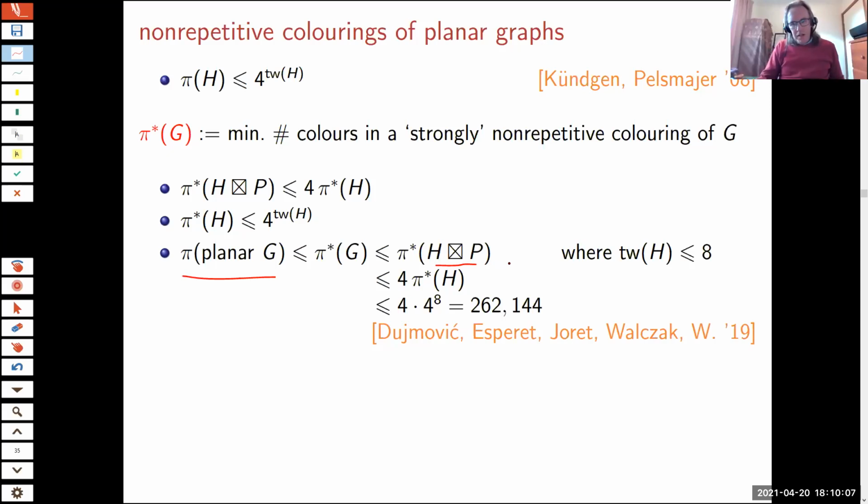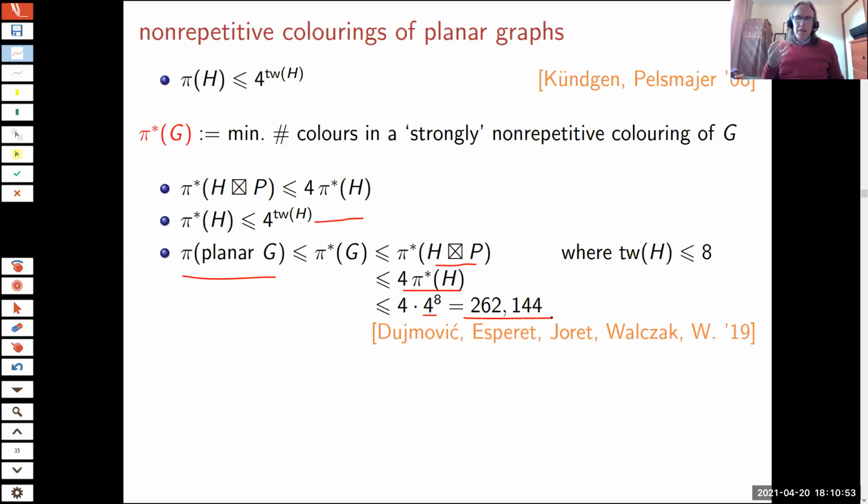Obviously, non-repetitive chromatic number is closed under taking subgraphs. And now by the first lemma up there, pi star of H times P is at most 4 times pi star of H. But H has got bounded treewidth. So by this lemma, we get that the pi star of H is at most 4 to the power 8. So we finally get this bound 262,000 on the non-repetitive chromatic number of planar graphs. So this answers the question of Alon et al. And really the key ingredient is the product structure theorem. And once you've got that, the rest is just a couple of fairly straightforward lemmas.